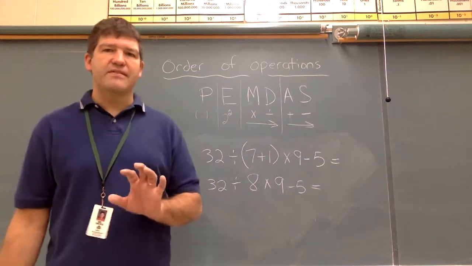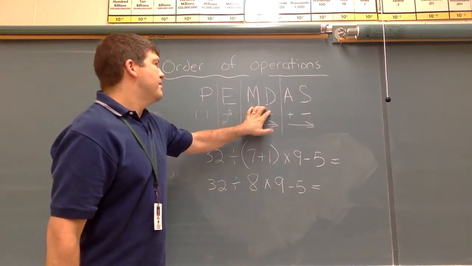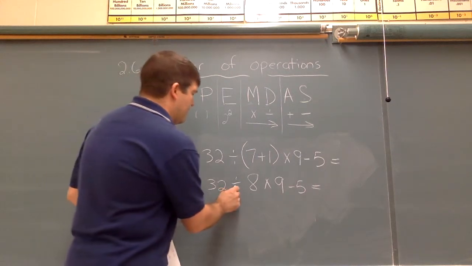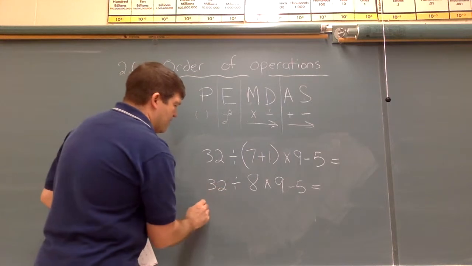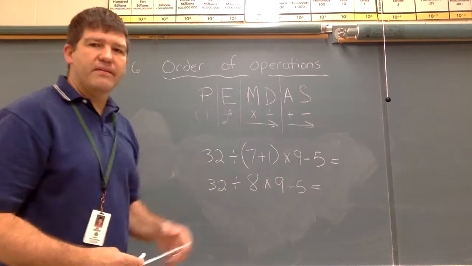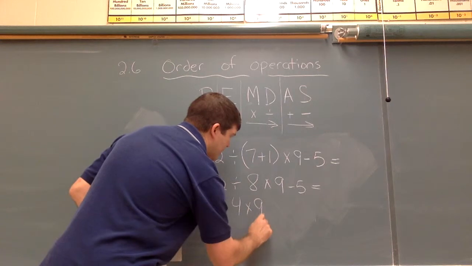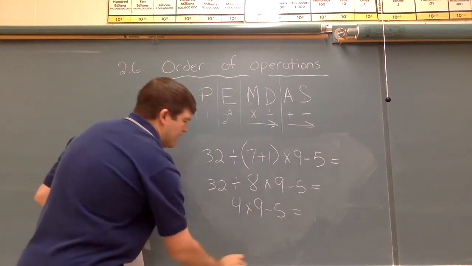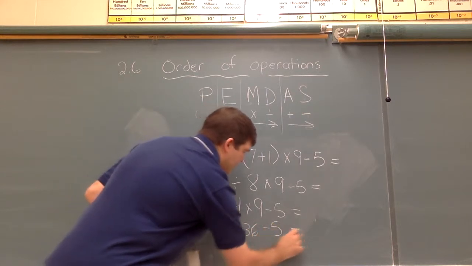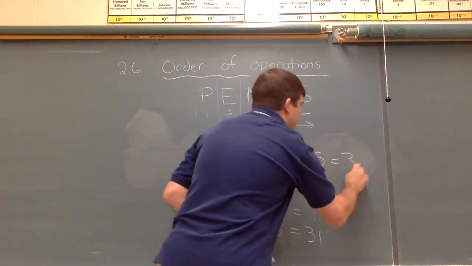Okay, so I got all the parentheses out of the way. Now I go to exponents, which we don't have, then multiplication and division. I'm going to do those next. I see I have a division and a multiplication. I'm just going to start left, go right, and then we'll do this subtraction last because it comes after that. So 32 divided by 8 is 4, times 9 minus 5 equals. Then I do my multiplication, 4 times 9, 36 minus 5 equals. I'm going to take 36, take 5 away, I'm going to get 31.